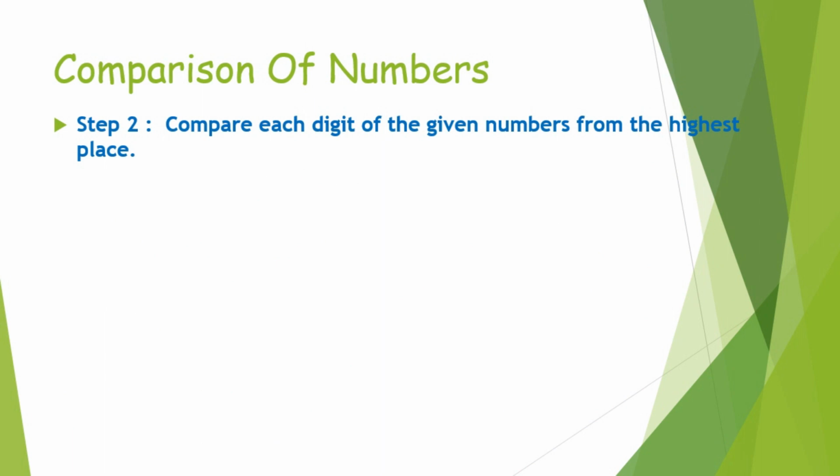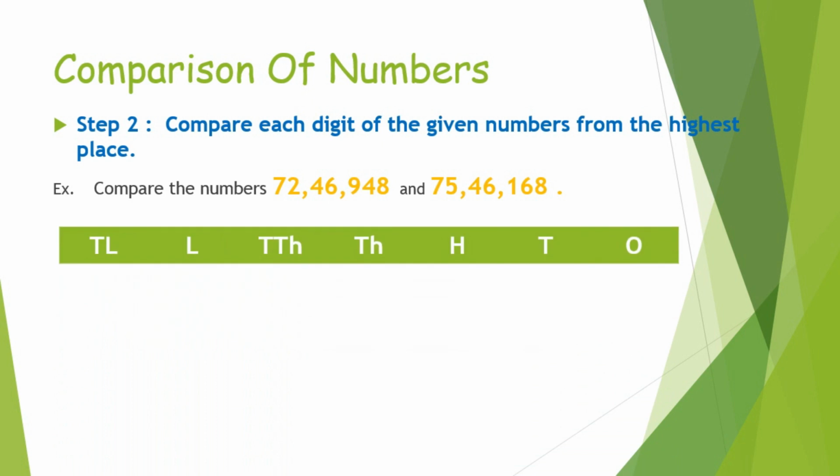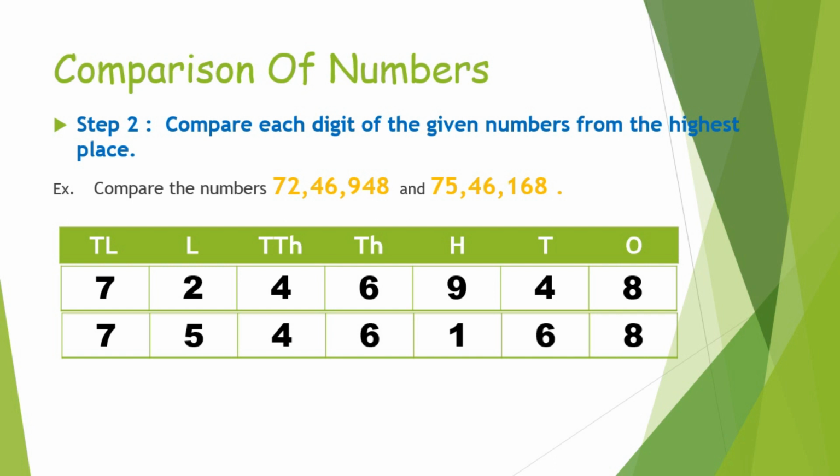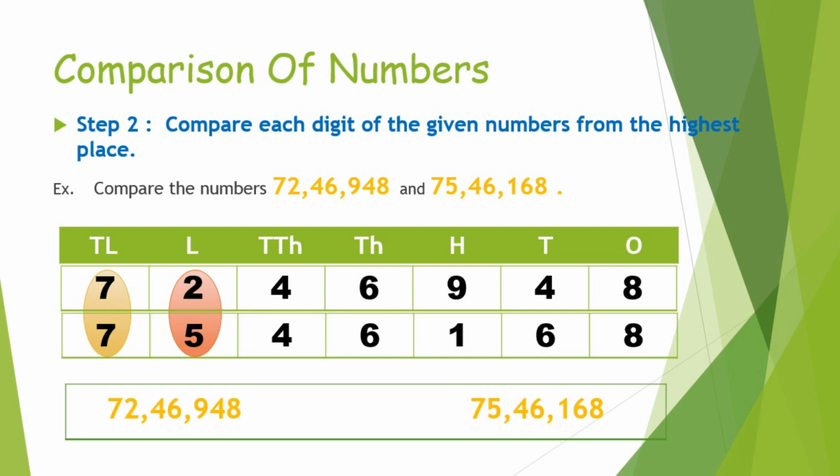Again, we'll follow the same rules and solve this example. We'll place both the numbers, that is 72,46,948 and 75,46,168, in the place value chart. And now we'll start comparing each digit from the highest place. That is 10 lakhs, 7, both are same. We'll go to the lakhs place. Here the digits are 2 and 5. 5 is greater than 2. So 75,46,168 is a greater number than 72,46,948.